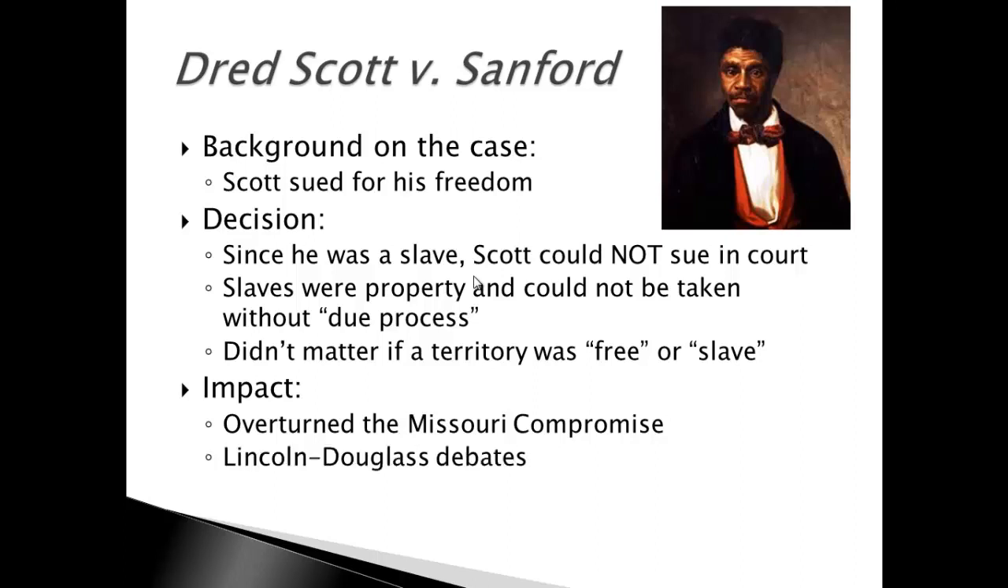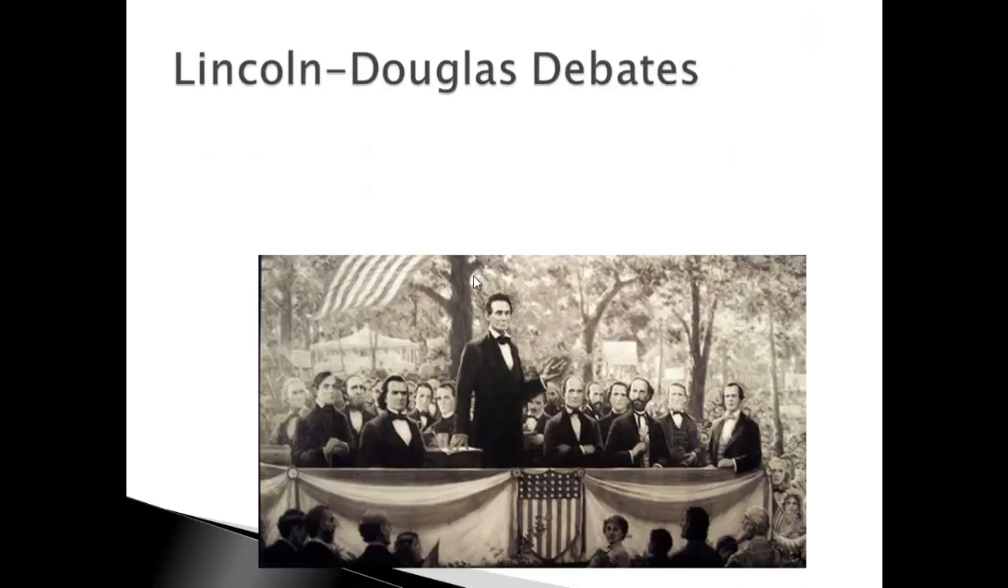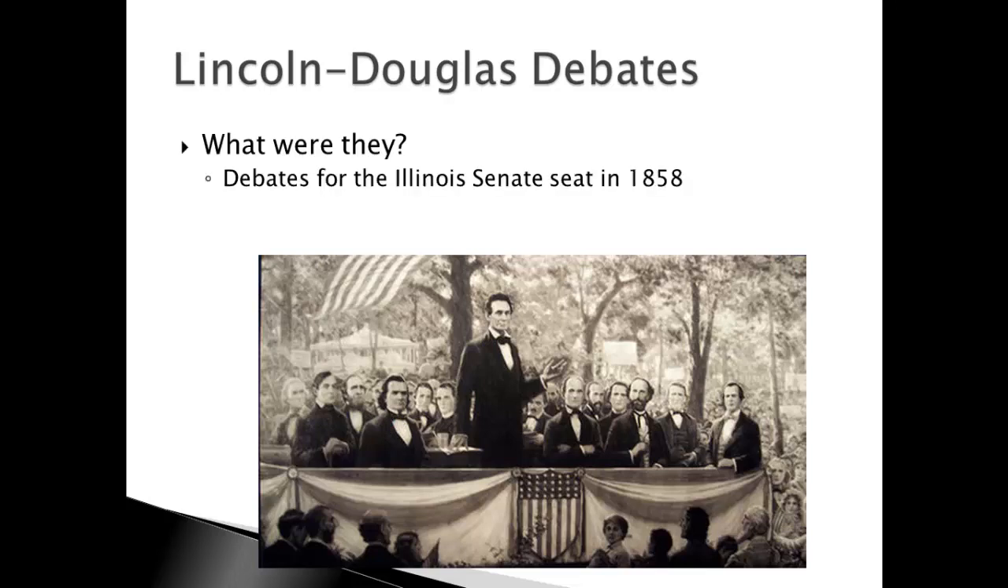And this leads to a key issue in the Lincoln-Douglas debates of 1858. Speaking of which, here is Abe Lincoln standing here talking, and here seated next to him is Stephen Douglas. So what were the Lincoln-Douglas debates? Well, they were debates for the Illinois Senate seat in 1858. And keep in mind, in the 1850s, senators were chosen by state legislatures. It's not until the 17th Amendment that citizens of a state get to choose their senator.